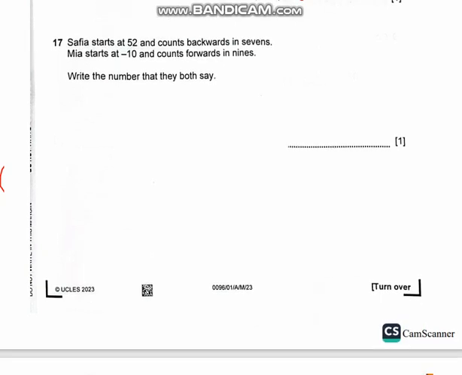Okay, now the next question is, Safia starts at 52 and counts backward in 7. Okay, let's do it again on the next video.